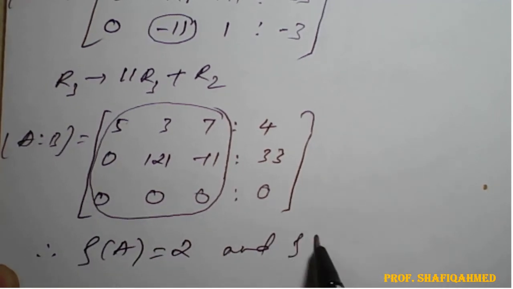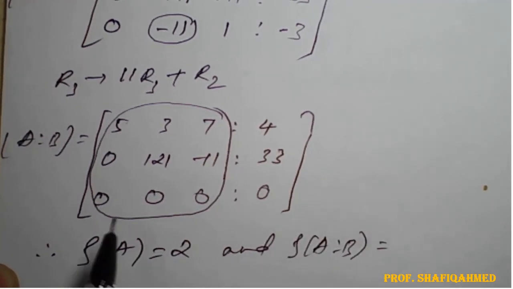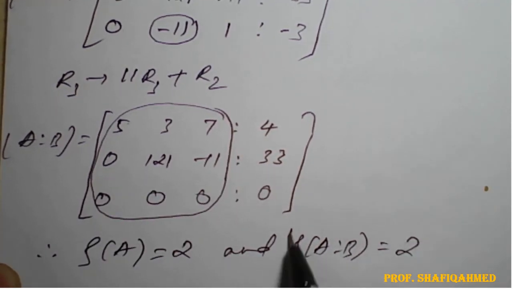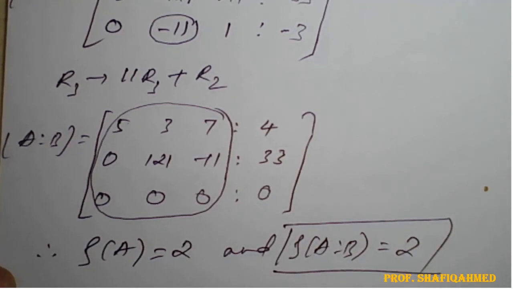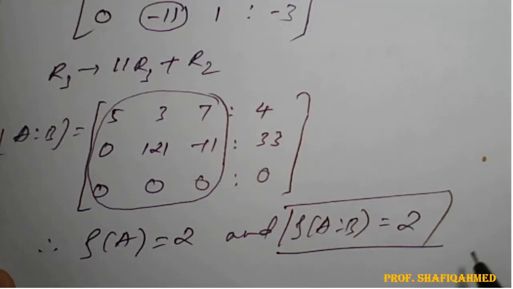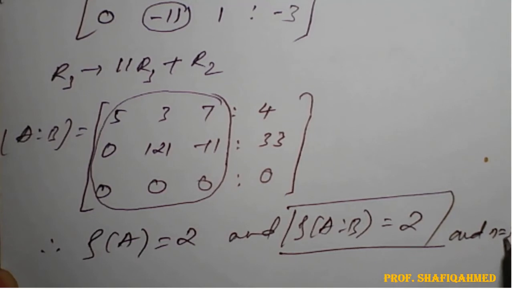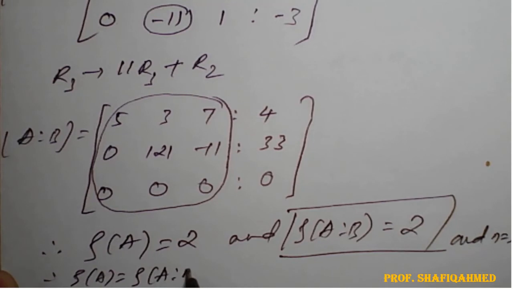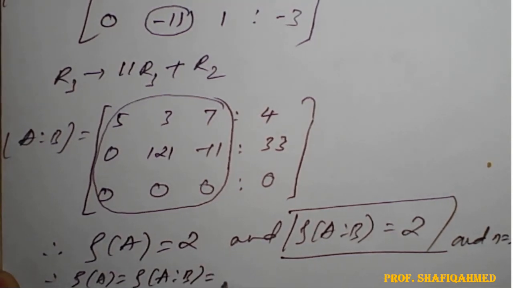And augmented matrix, that is rank of augmented matrix. So this complete element is 0. So here also 2 non-zero rows. So here also what here? Rank is 2. So therefore both the ranks are same, and the value of n is 3. So therefore I can say that rank A is equal to rank of augmented matrix B is equal to 2, which is less than n.